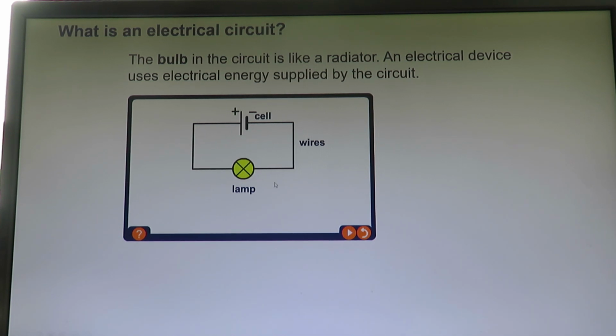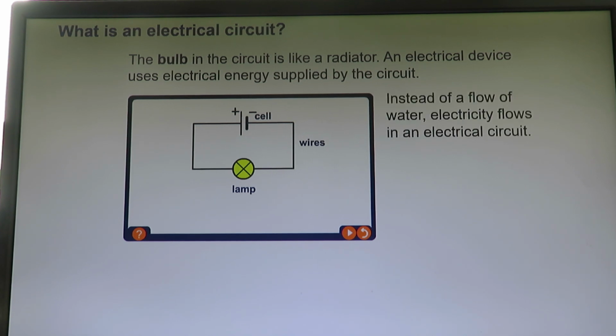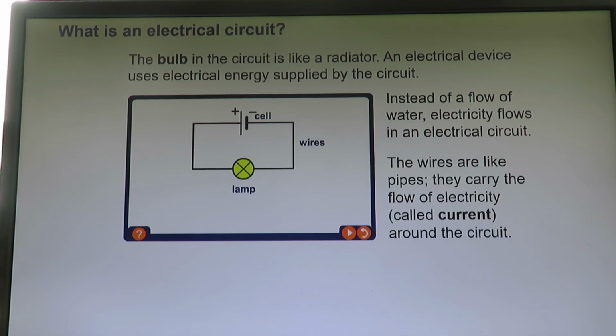Now in this case, the bulb is a bit like the radiator in your house. Any component transfers energy that's coming from the battery, and it transfers it into another type of energy. So in this case, the bulb will transfer energy into light, which is useful, and heat. Okay, so rather than water flowing through pipes, this time you've got electricity that's actually going to flow through the wires. But the wires behave like the pipes. That's where the electricity actually flows. And the flow of electricity is called the current.